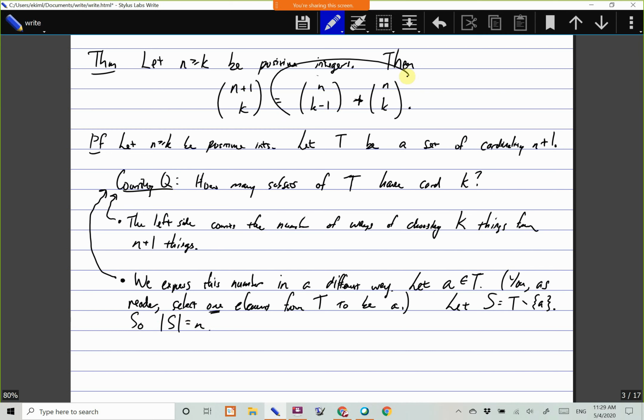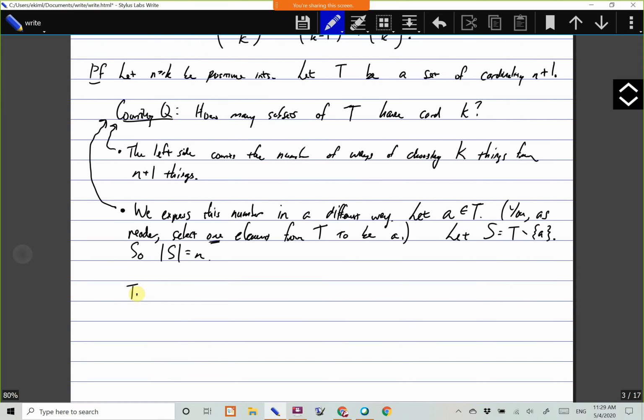This is good because if you look at the right side, there are two binomial coefficients which both have an upper part of n. Now we still need to answer this counting question of how many subsets of T have cardinality k. So I'm just starting a new paragraph, but it's still part of this answer.